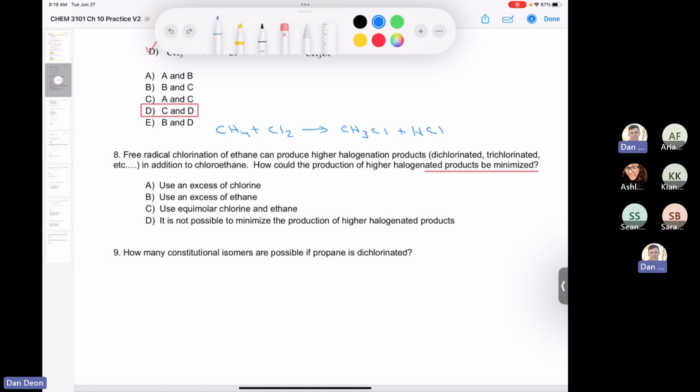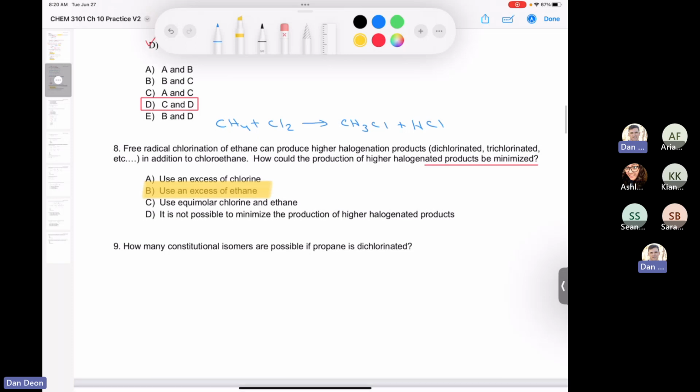What would be the best option here? Yeah, exactly. We want to use a huge excess of methane and only a little bit of chlorine, right? And that's going to minimize the amount of polychlorination that you're going to get. There you go. Nothing more than that.